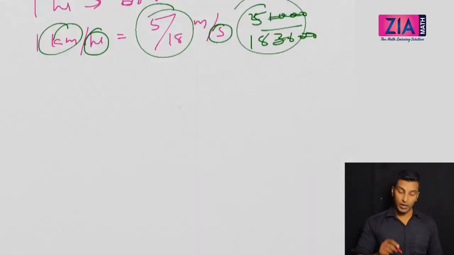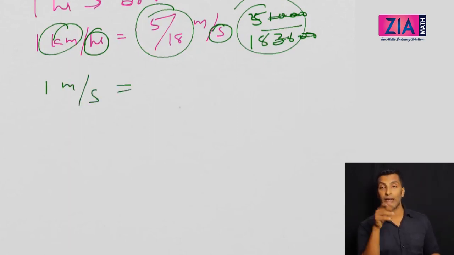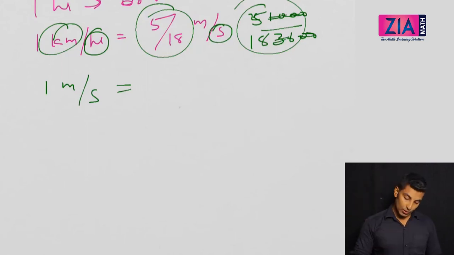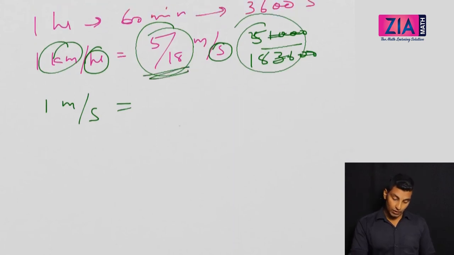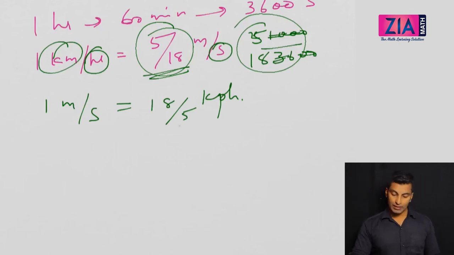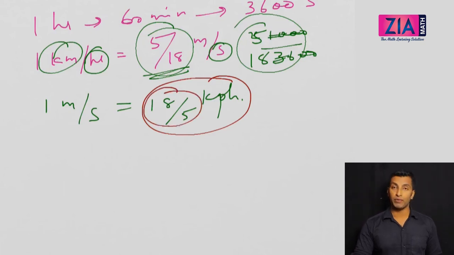So what is 1 meter per second? Sometimes kilometer per hour is given and you need to convert into meter per second, and sometimes the reverse. So meter per second means the opposite of this. That will be 18 by 5 kilometer per hour. Now how to remember this easily? To convert to kilometer per hour, you need to multiply with 18 by 5. So 5 by 18 and 18 by 5, you may have confusion. Which one is larger? 18 by 5 is larger. So which one is larger, meter per second or kilometer per hour? Kilometer per hour is larger. So when you need to convert to kilometer per hour, multiply with 18 by 5.